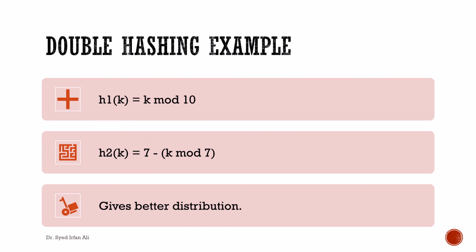First hash function is h1 of k equals k mod 10. Second hash function is h2 of k equals 7 minus k mod 7. For key 23, h1 gives index 3. h2 gives step size 5. So probing sequence becomes 3, then 8, then again 3, and so on. Because step size is different for different keys, clustering is minimized.